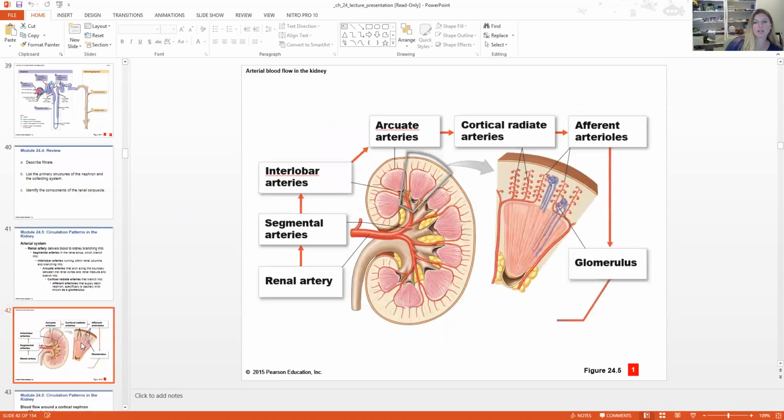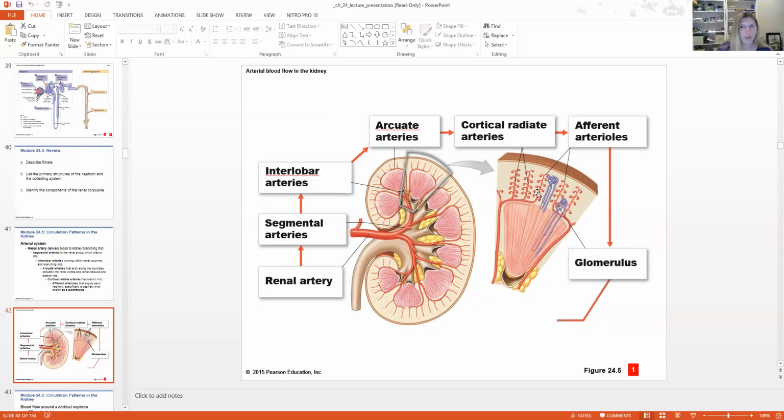So here is the whole breakdown of it, right? Renal artery to segmental to interlobar to arcuate to cortical radiate. From the cortical radiate, you can zoom over here to this other picture. Then you see these afferent arterioles, which are those little balls, or the little line leading to the little ball, right? And the little ball is the glomerulus, which is within the renal corpuscle, which is the beginning of our nephron.